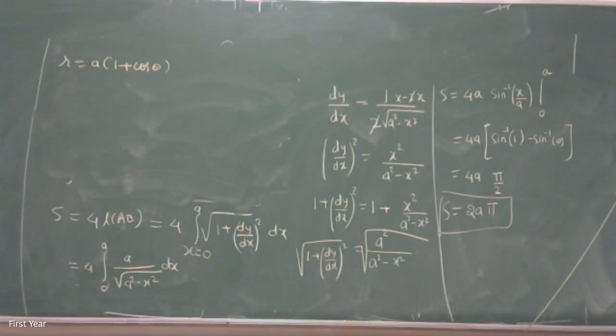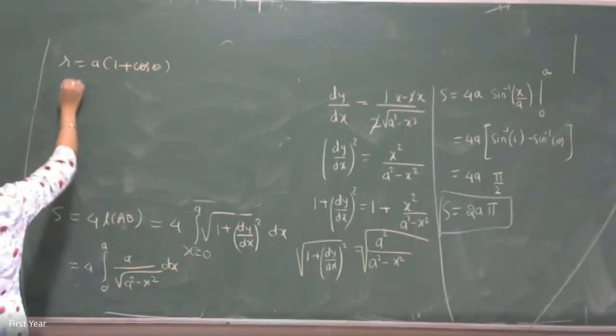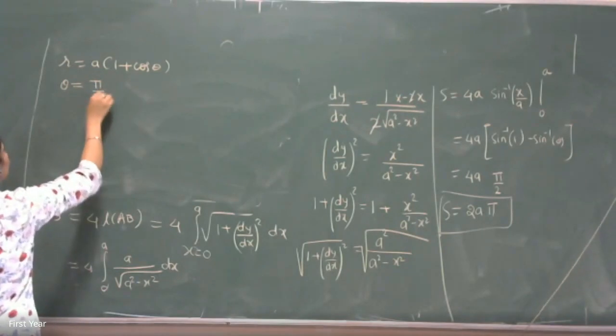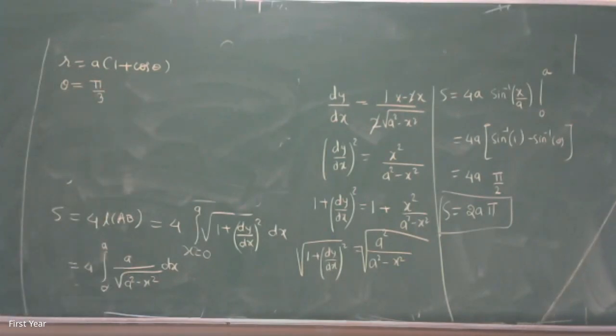And show that the line theta is equal to pi by 3 divides the upper half of the cardioid.